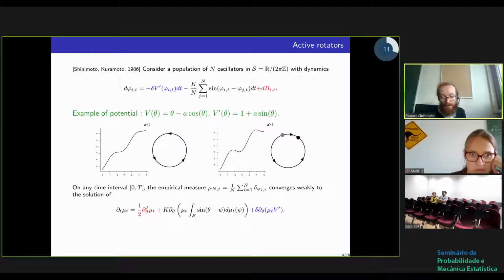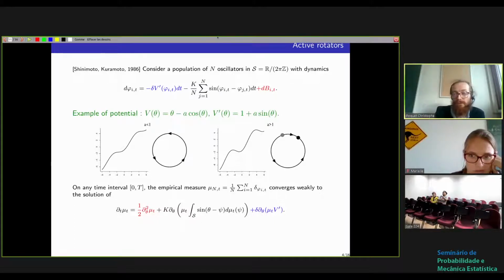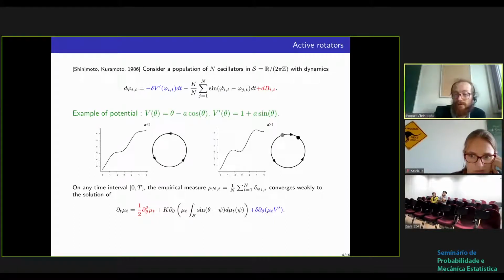And so again, you can take the limit for capital N going to infinity. You're looking again at the empirical measure, 1 over N, the sum of the positions of each phi_i. This empirical measure converges weakly to the solution of a nonlinear Fokker-Planck equation, which is very similar to the previous one, where you have this Laplacian term, the transport term with V prime, and an interaction term, this time with an integral of sine of theta minus psi. It's different because we took a different term for the interaction here.